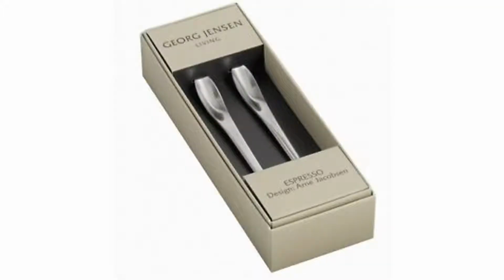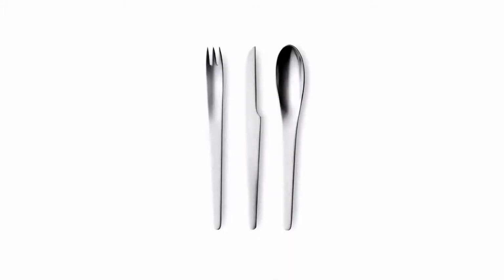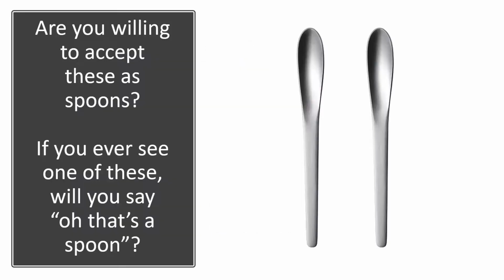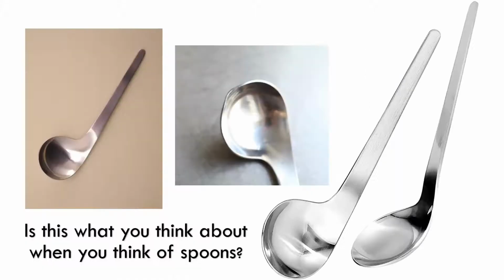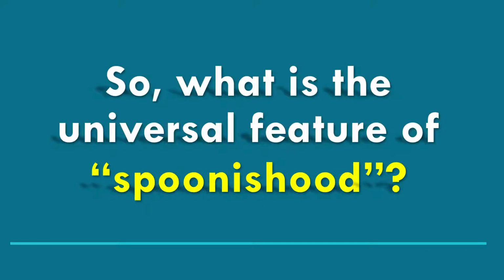What about these ones? And these ones? What about the one on the right here? Are you willing to accept these as spoons? If you ever see one of these, will you say, oh, that's a spoon? Now, is this what you think about when you think of spoons? Probably not. So what is the universal feature of spoonishhood?